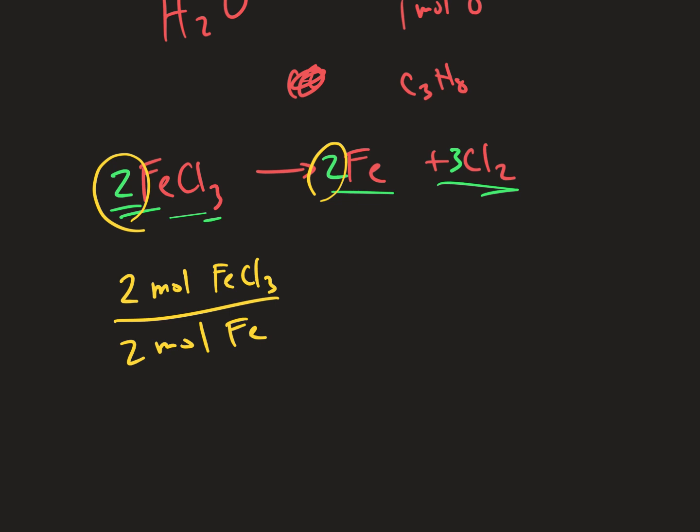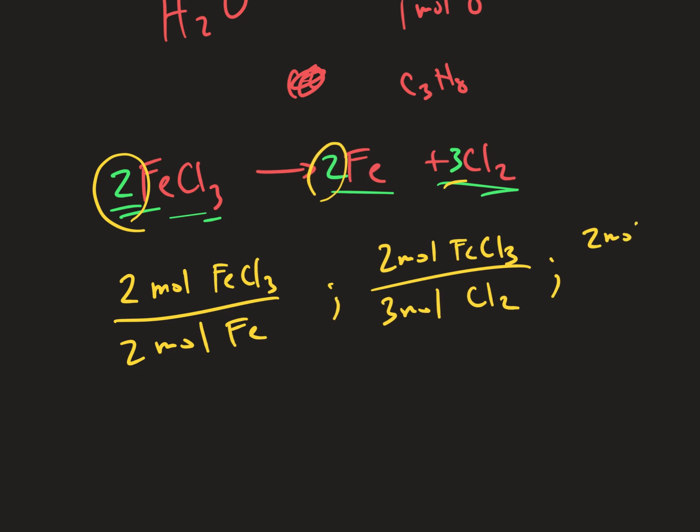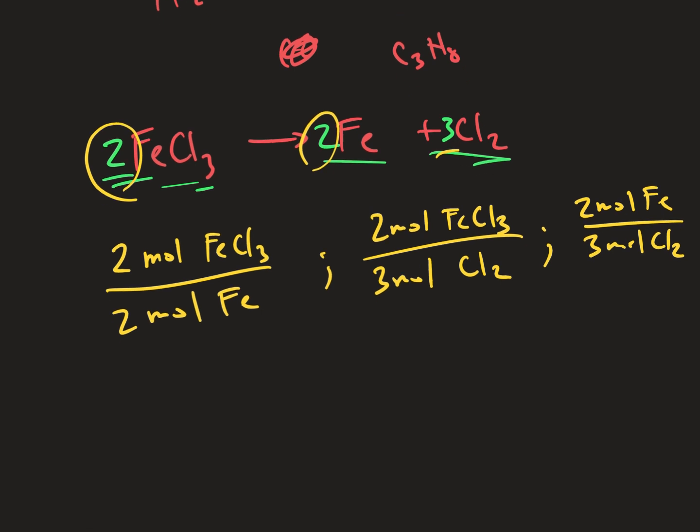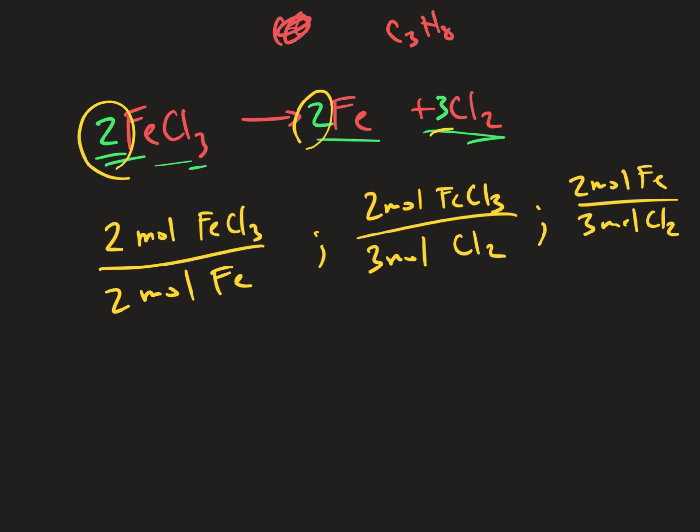You follow? And another ratio is 2 moles of FeCl3 to 3 moles of Cl2. And another ratio, can you figure this out? 2 moles of Fe for every 3 moles of Cl2. And there's 3 more ratios. What are they? The flip-flop versions. You get that? And so this is our last conversion that we're learning. And we use this to convert from one substance to a different substance.